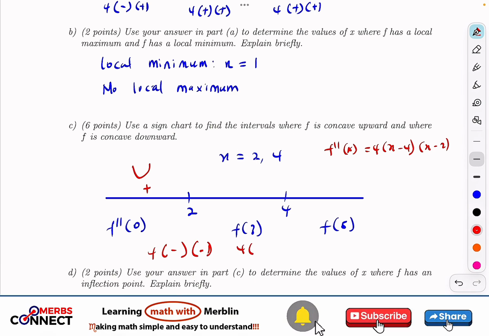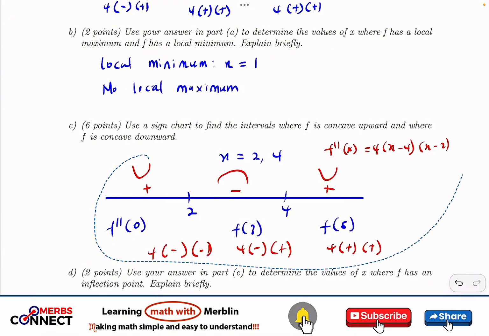When I plug in 3, the first one here will be negative, right? So it will be negative. And then when you plug in 3 here, you are going to get positive. So negative times positive is negative, and this is going to be concave down. And then the last one is when you plug in 5. So it's going to be positive, and then the other one too will be positive. So this is positive, and this is up here. So the interval for concave up and down is going to be this.